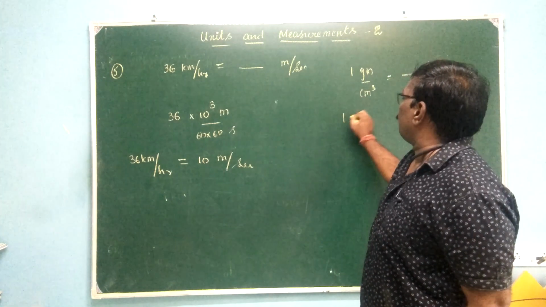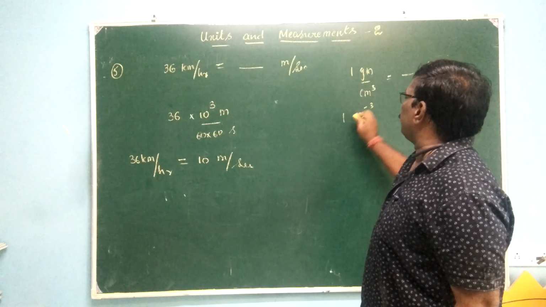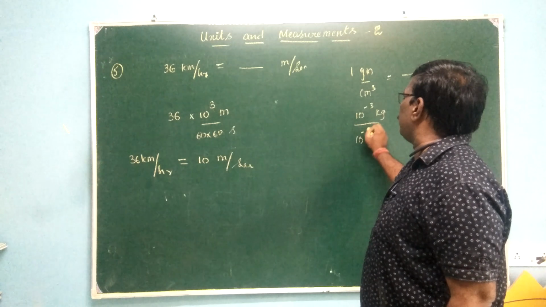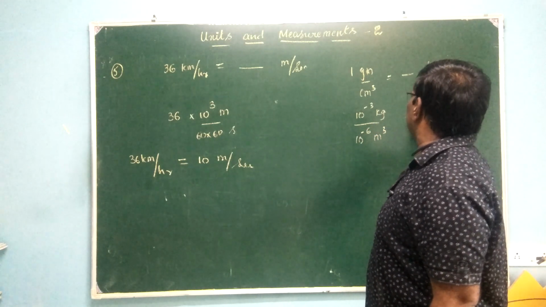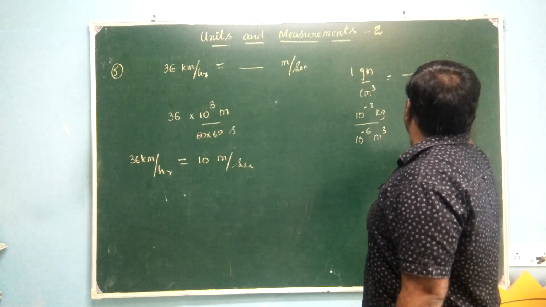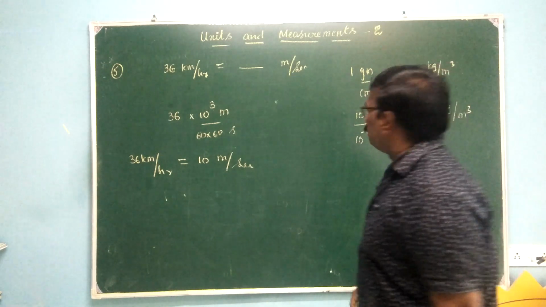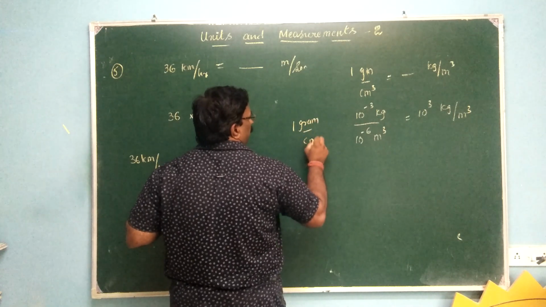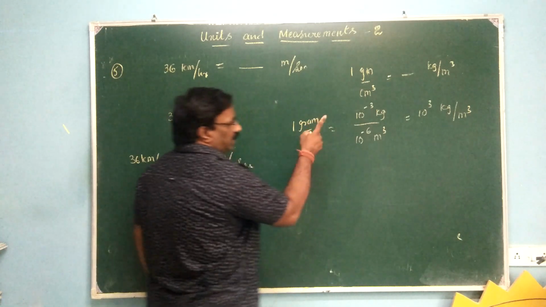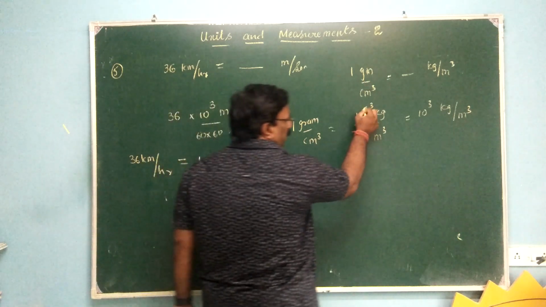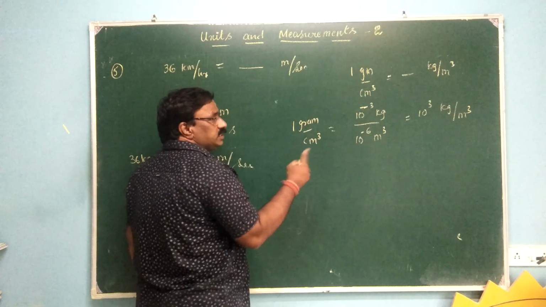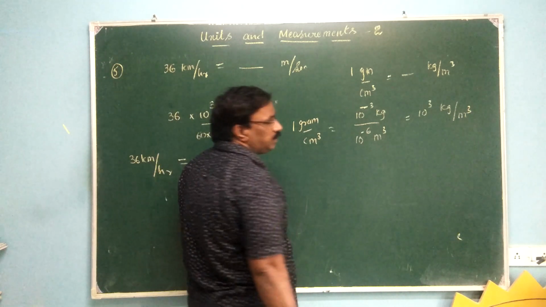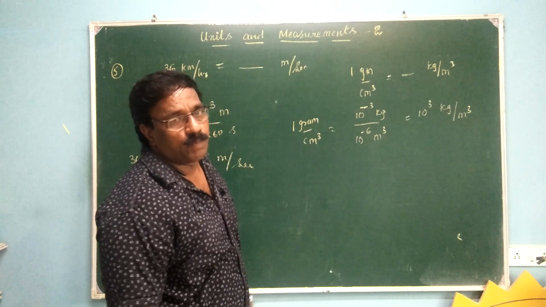See here, 1 gram means how much you can write? 10 power minus 3 kilogram, centimeter cube is 10 power minus 6 meter cube. This comes out to be 10 power 3 kilogram per meter cube. Repeating once again, 1 gram per centimeter cube: 1 gram means 10 power minus 3 kg. And 1 centimeter cube is 10 power minus 6 meter cube. Centi is 10 power minus 2, and 10 power minus 2 cube is 10 power minus 6 meter cube. It becomes 10 power 3 kilogram per meter cube.